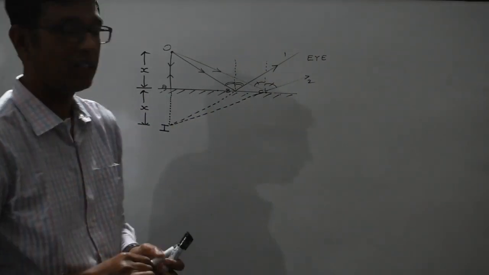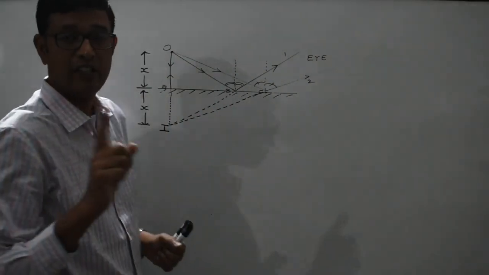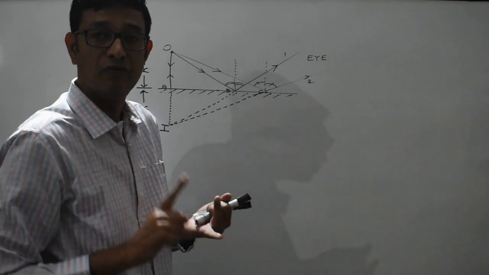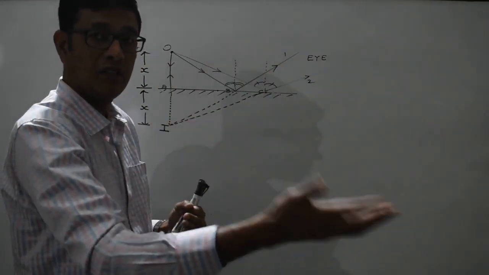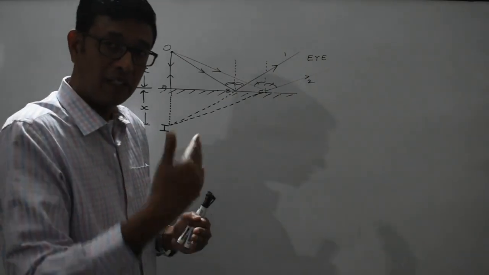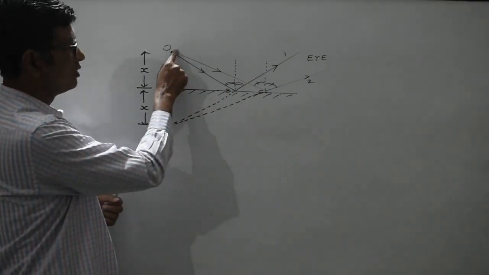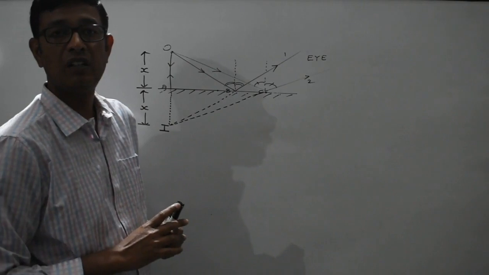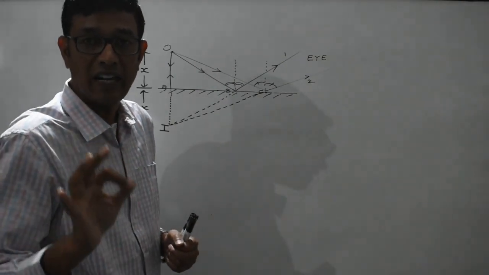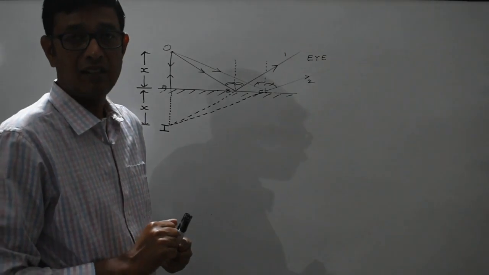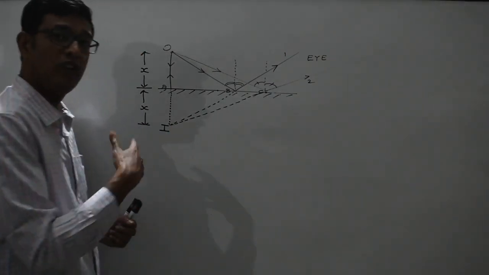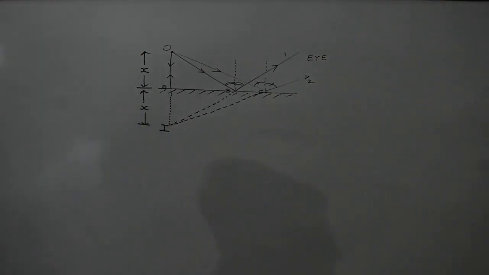So again I am repeating the nature of the image. The nature of the image in the case of a plane mirror is virtual and erect. The image is formed behind the mirror. The distance of the image formed behind the mirror is exactly equal to the distance of the object placed in front of the mirror. And the image obtained is laterally inverted. That's known as lateral inversion. And the size of the image is always equal to the size of the object.